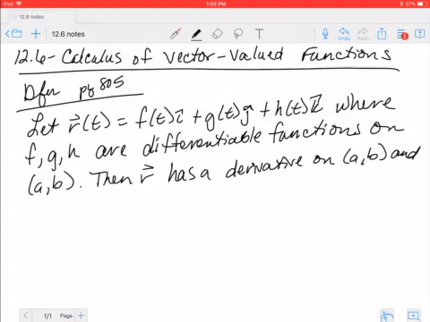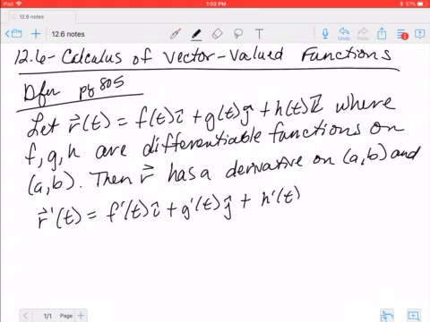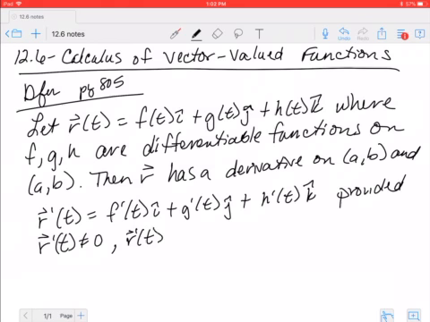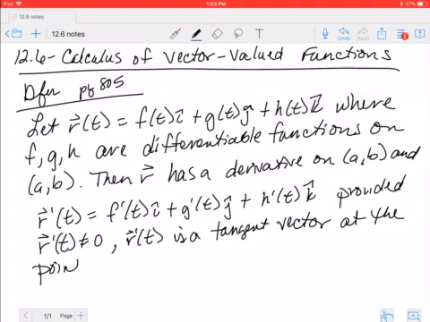And here's the deal. The derivative of r of t, so r prime of t, is simply f prime of t i plus g prime of t j plus h prime of t k, provided that the derivative does not equal 0, and r prime of t is a tangent vector at the point corresponding to r of t.